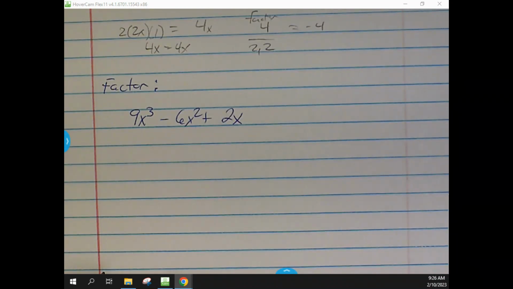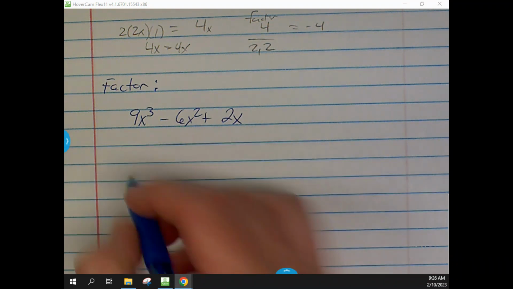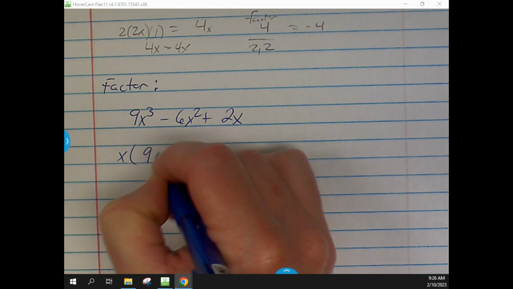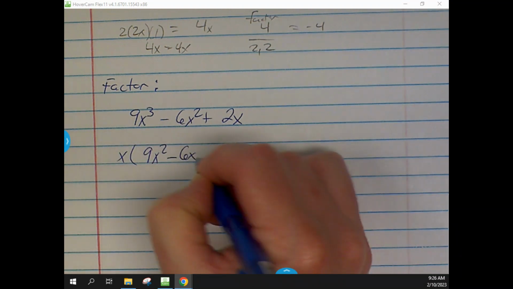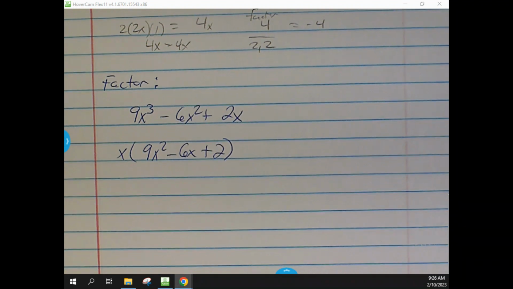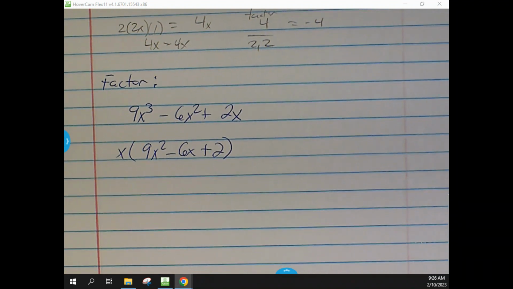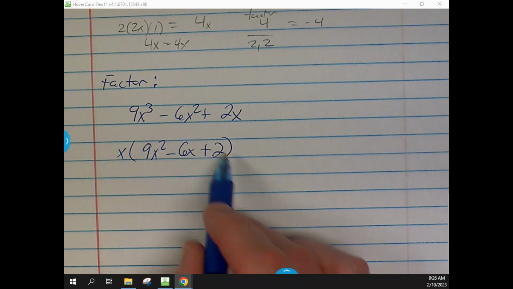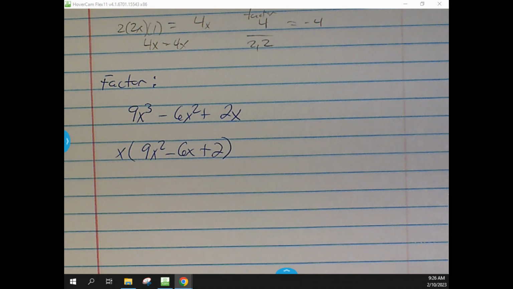The first thing that people will do is they'll look at this one and go, okay, so we've got 9x to the third minus 6x squared plus 2x. Obviously, everything's got an x in common, so you can factor that out. So we've taken x out of every single one of them. And now we're back to checking to see what we've got here. Now it's just a trinomial part that's here. That's a perfect square, but that one's not, so we can't do the perfect square shortcut.